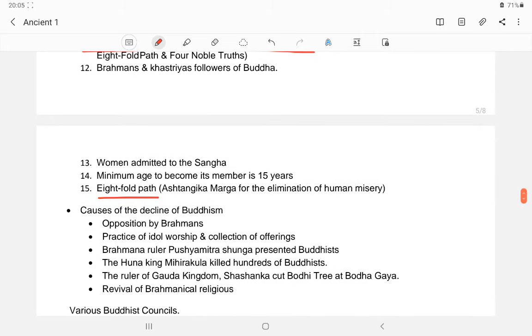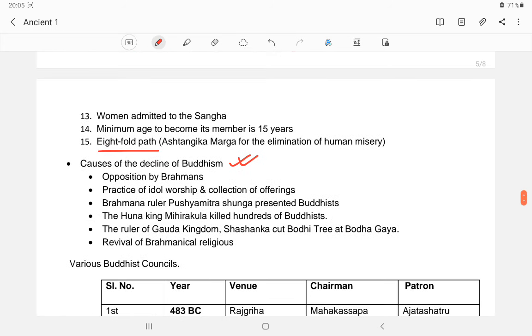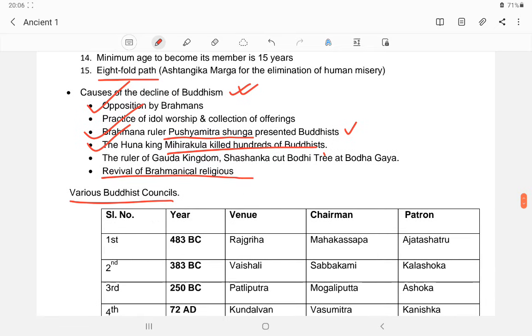Next, the causes of decline of Buddhism. In the MCQs, I'll be explaining this properly. However, for now, you can just mark these points. The causes of decline: Brahmans opposed Buddhism, the Brahmin ruler Pushyamitra Sunga persecuted Buddhists, the Huna king killed many Buddhists, and there was a revival of Brahmanical religion. Buddhist councils are also worth noting.